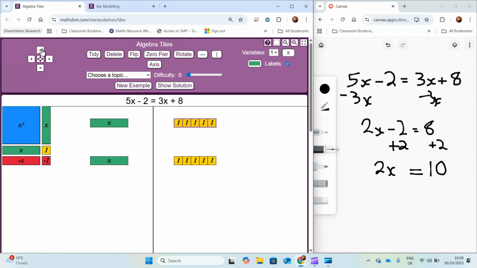And we can see that each of those x's lines up with 5 1's. So I've split those two x's into two equal parts, and I've also split the 10 into two equal parts, and so each of those x's has an equivalent value of 5, so x equals 5.